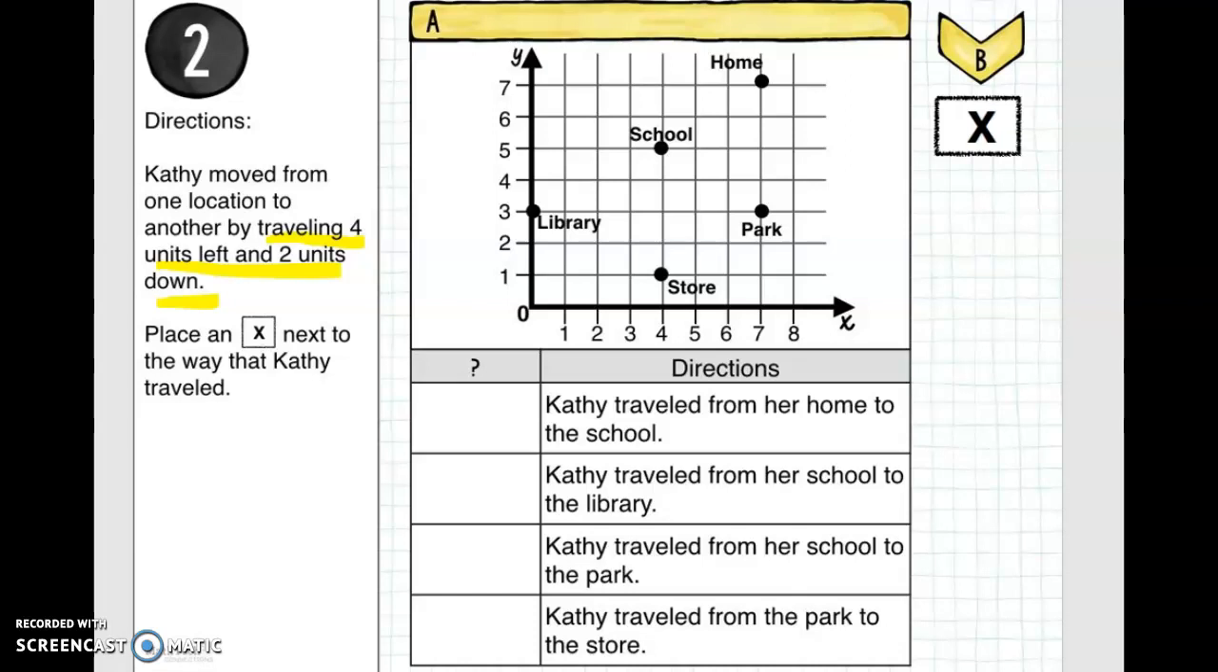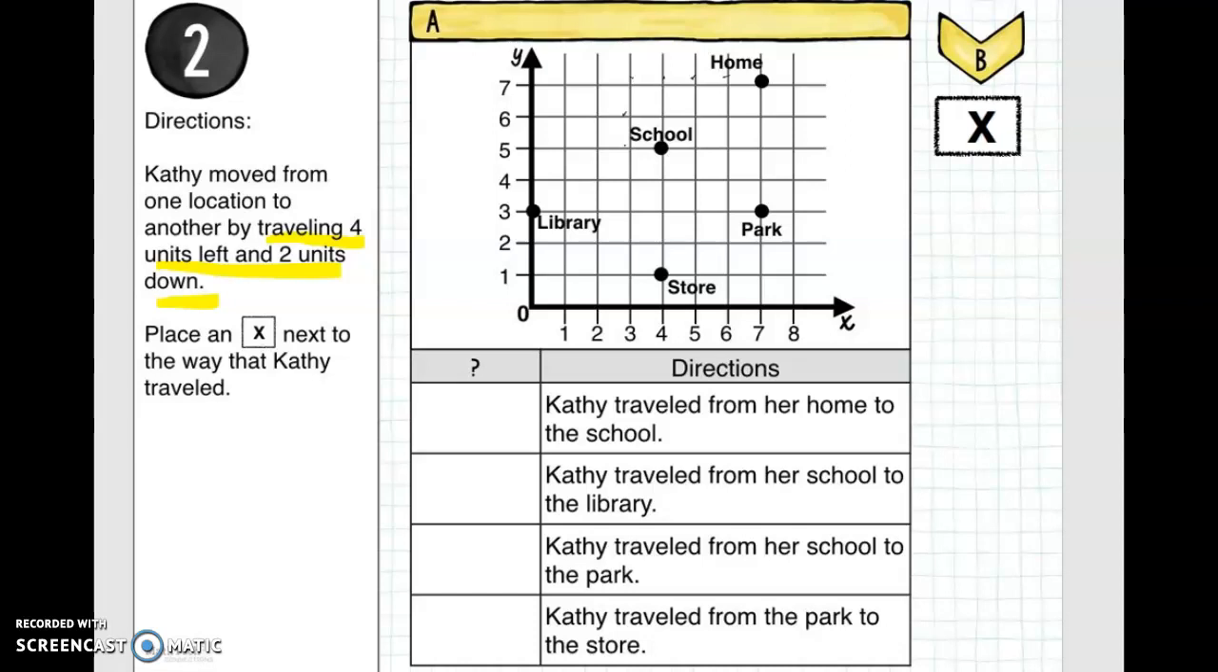So would it be going from home to school, from school to the library, school to the park, or the park to the store? So when we look at this, just looking at the first one, home to school, we're checking, is home to school 4 left and 2 down? So 1, 2, 3, 4, 1, 2. Is that going to end up at the school? Nope. Okay, so 4 left, 2 down is not going from home to school. So let's check another one.